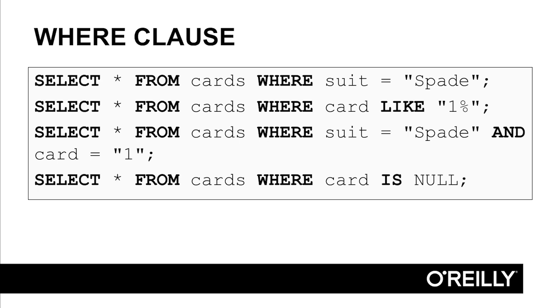Another thing we could do is mix two different parts of the where clause, where we could say where the suit is spades and the card number is 1. That's going to only give us back where suit is spades and card is 1. Another possibility is that we can check and see where cards are null. And to do that, we do where card is null.